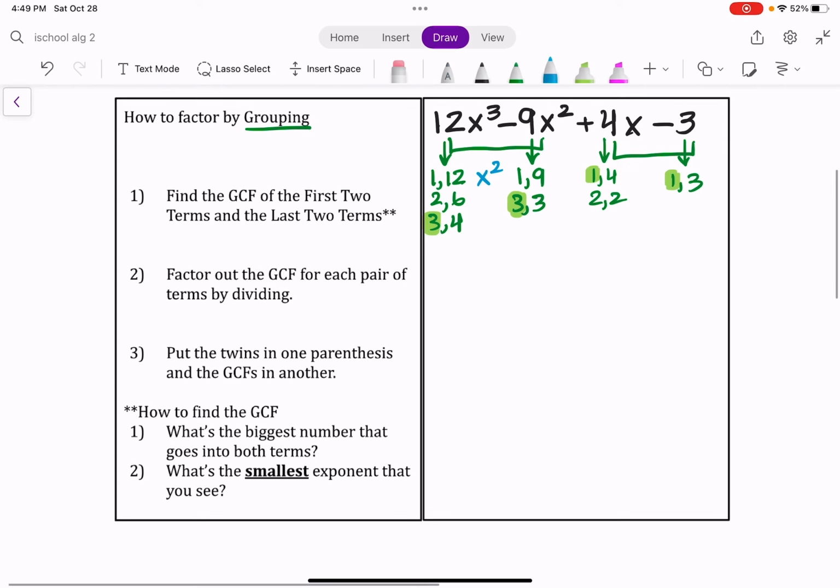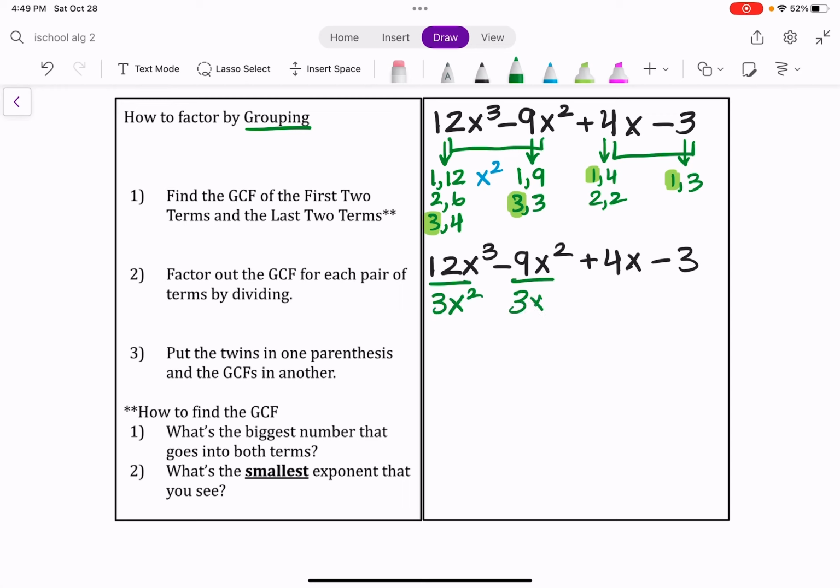Okay? So what I'm going to do is I'm actually going to rewrite the equation: 12x to the third minus 9x squared plus 4x minus 3. And I'm going to write what we're dividing by for each one. So for the first 2 terms, we're dividing by 3x squared. The last 2 terms, we're just dividing by 1, right? And this should be familiar because this was the first way of factoring that we learned about. So the 3x squared is going to go on the outside, right? And now we're going to divide.